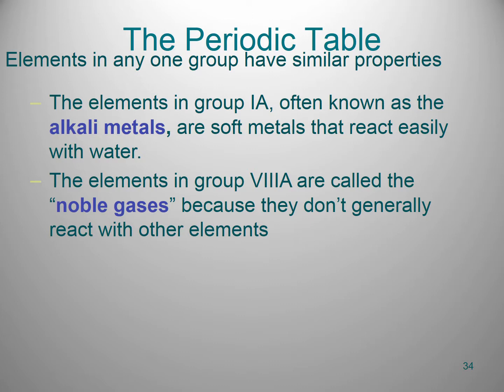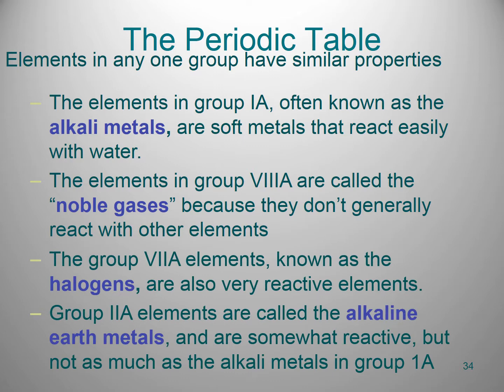The elements in group 8A on the very far right hand side are called the noble gases. They generally don't interact or react with other elements, and that's why they're called noble. Group 7A, the one just before the noble gases, are called the halogens. They're also very reactive elements, but they all tend to be gases or liquids at room temperature, although it changes from gas to liquid to solid near the bottom. Iodine is a solid. Group 2A elements are called the alkaline earth metals. They're not quite as reactive as those in Group 1A, but they are fairly reactive.